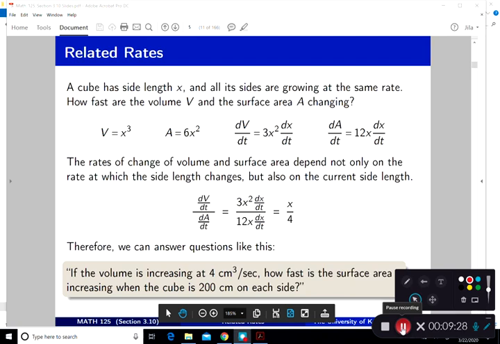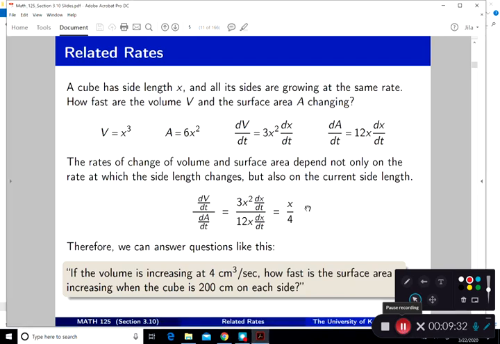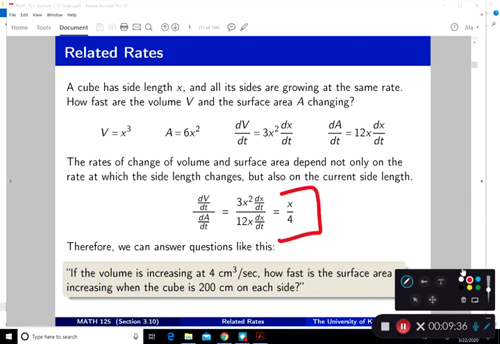Now I can answer this question. Now that I have V prime over A prime is equal to x over 4, I can answer this question: if the volume is increasing at 4 cubic centimeters per second, how fast is the surface area increasing when the cube is 200 centimeters on each side?